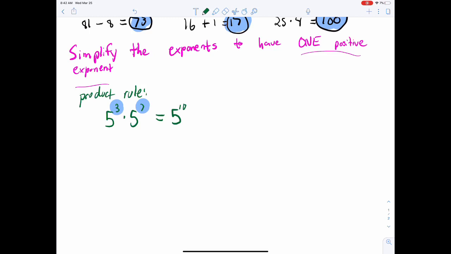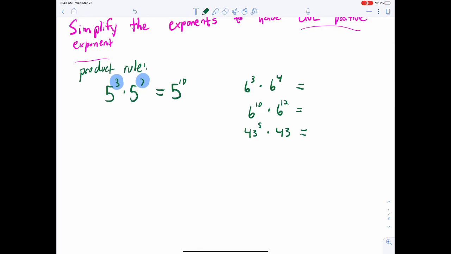So here's some practice questions with that. 6 to the third times 6 to the fourth, 6 to the 10th times 6 to the 12th, and then 43 to the 5 times 43. So pause the video and try those out for the product rule.